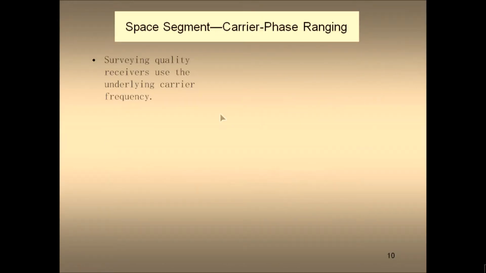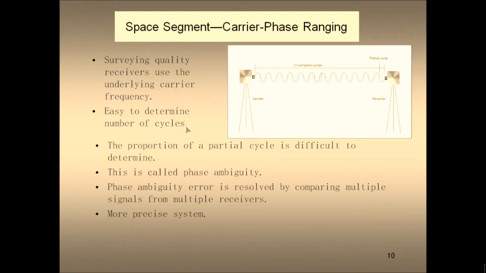And talking about carrier phase ranging, the surveying quality receivers use the underlying carrier frequency. It is easy to determine the number of cycles, but the proportion of the partial cycle is difficult to determine. This is called phase ambiguity, and phase ambiguity error is resolved by comparing multiple signals from multiple receivers. So it is a more precise system.